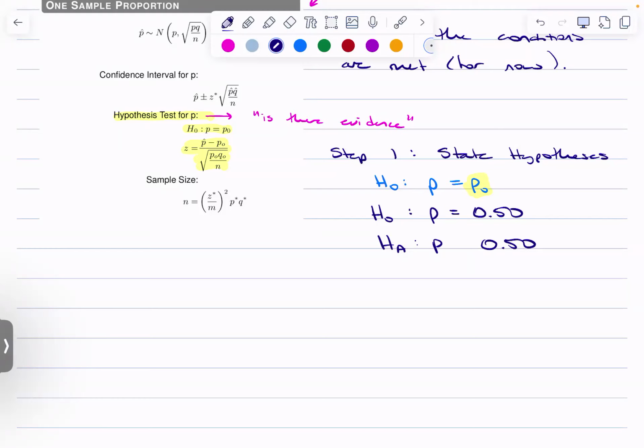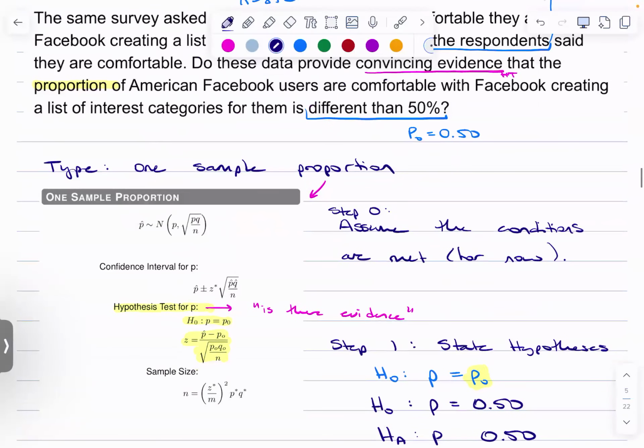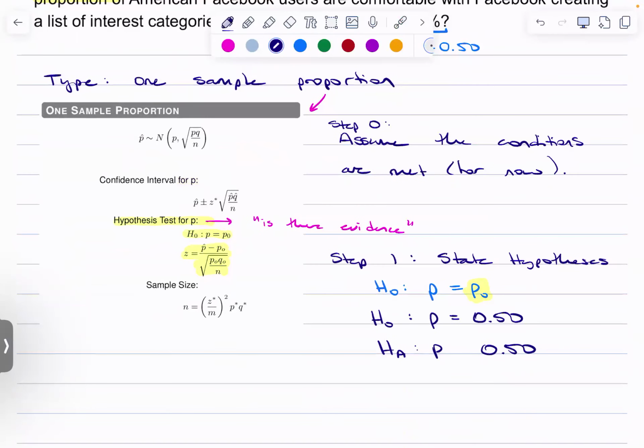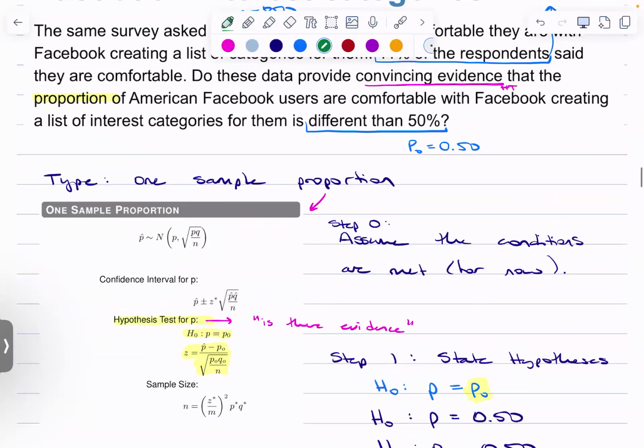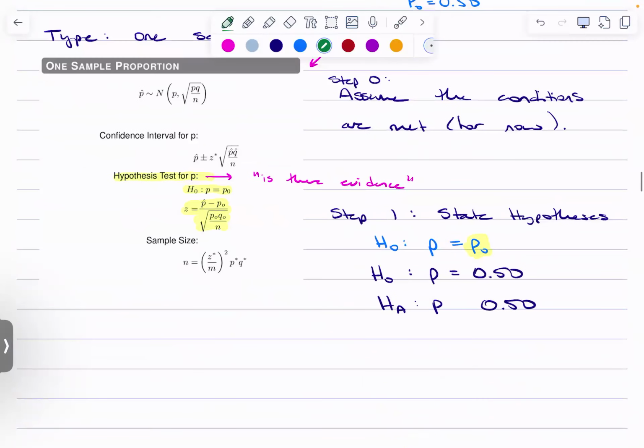Now this is going to come from the question. We want to know if it's different than 50%, right? And so if there's a difference, I don't care which direction. And so then, if it's different from 0.5, I have a not equal to in my alternative hypothesis.